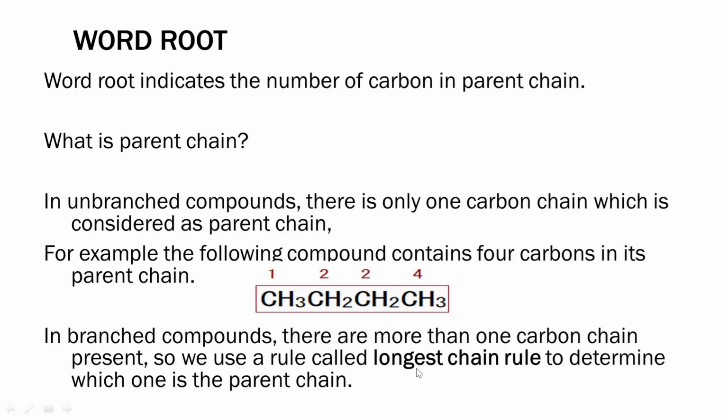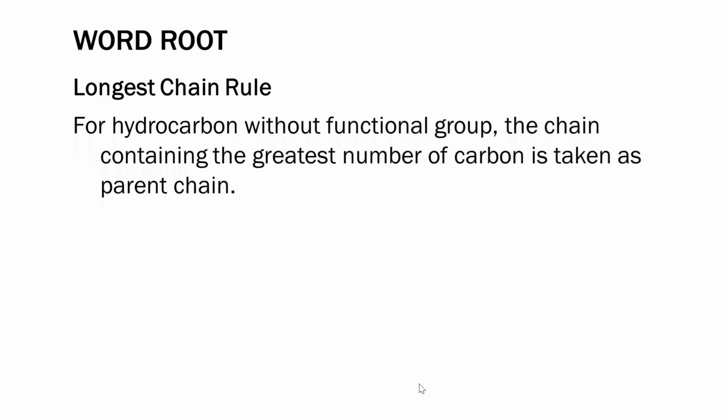So we use a rule called the longest chain rule to determine which one is the parent chain. If there are 2 or more chains available, then we should determine which one is the parent chain, and only then can we count the carbon in that parent chain to decide the word root. Here is the longest chain rule. For hydrocarbon without functional group, the chain containing the greatest number of carbon is taken as parent chain.